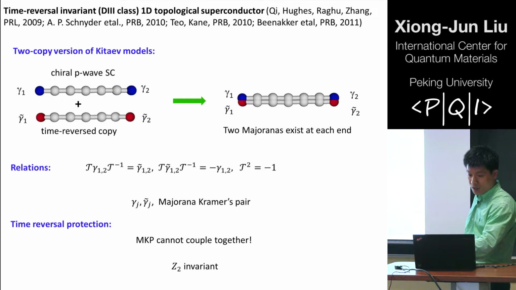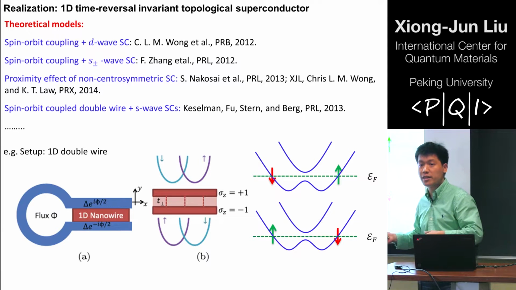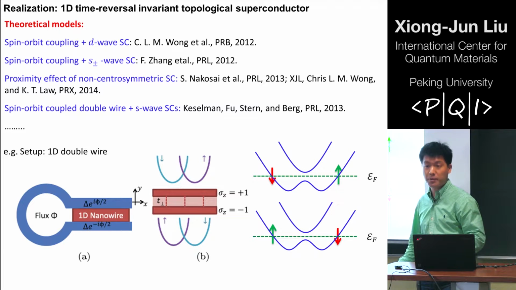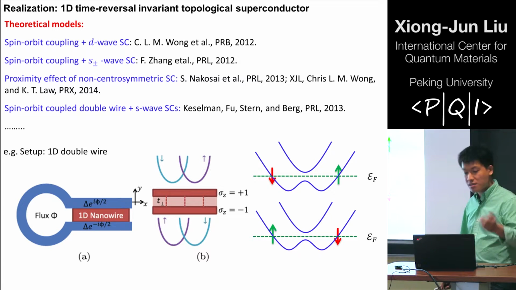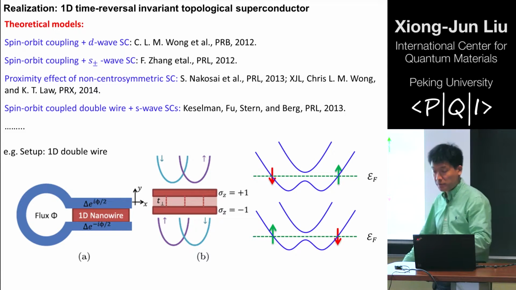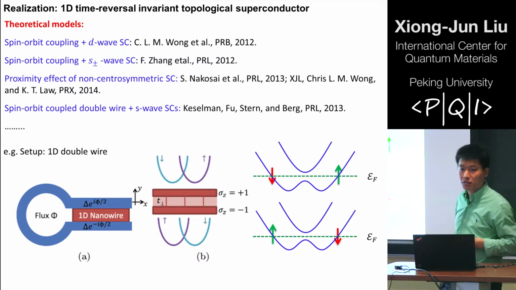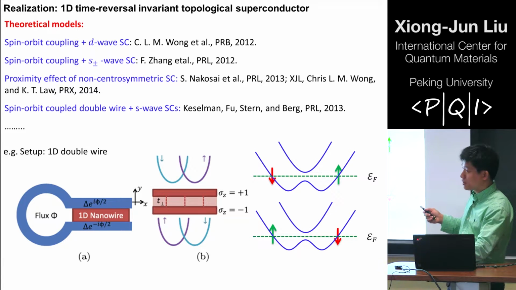Now there are also many proposals to realize this kind of time-reversal invariant topological superconductor. However, so far we don't have experimental studies on this issue. There are many reasons. Maybe one reason is that you should have good motivation for why you want to study this time-reversal invariant topological superconductor. Maybe the study in this talk should give you some motivation.